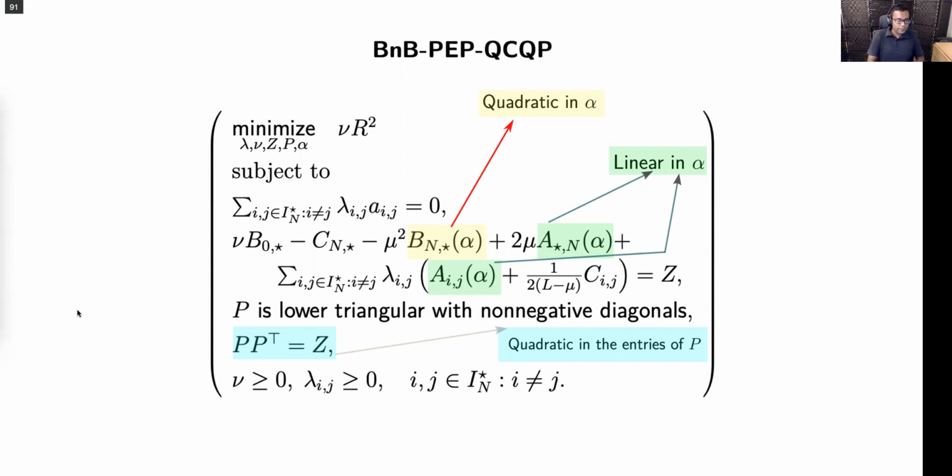So if we look at it carefully, we will see that this is a non-convex QCQP. Why? Because this specific term, B_n star alpha, is quadratic in alpha. This A_ij alpha is linear, but then we are multiplying it with lambda_ij, which is another decision variable, so this becomes bilinear. PP transpose equal to Z is also quadratic in the entries of P. So in the end, this is a non-convex QCQP, and these are also equality constraints. So that's why this is a non-convex QCQP.